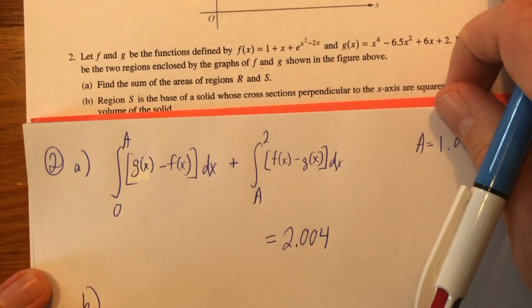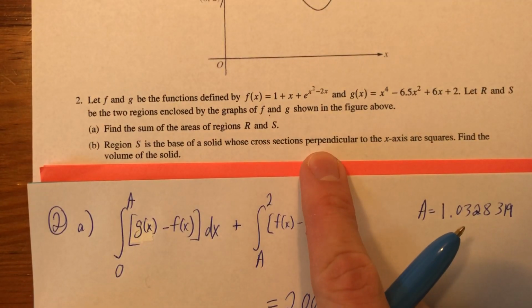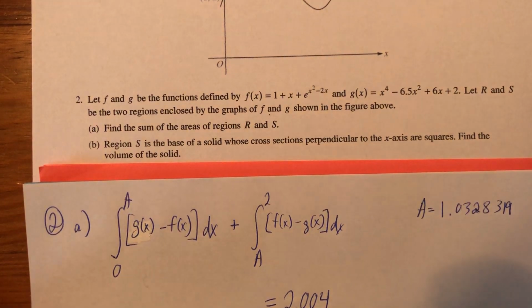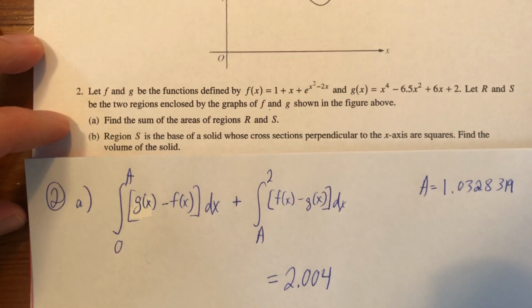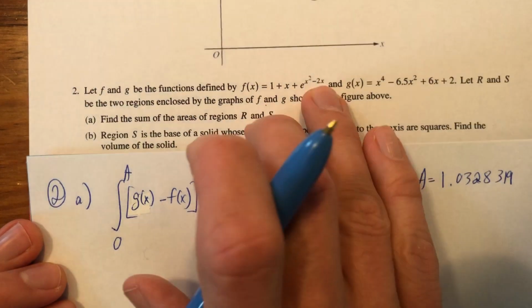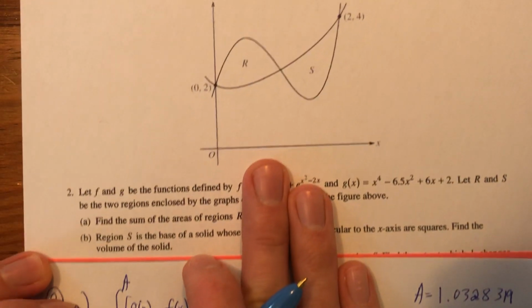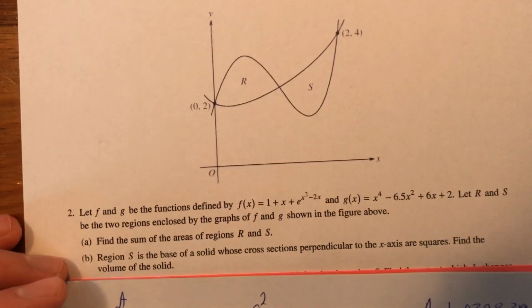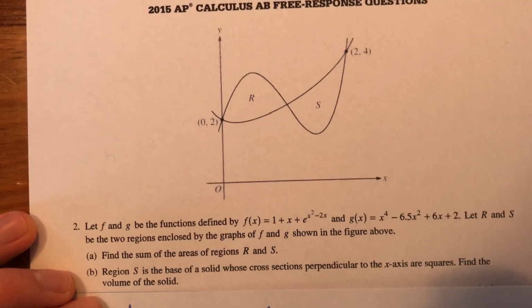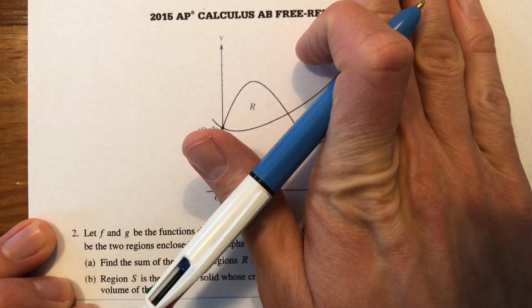The region S is the base of a solid whose cross-sections perpendicular to the x-axis are squares. Find the volume of the solid. Whoa, whoa, whoa, slow down there. So far, everything we've done is two-dimensional. It's not a line. It's on a flat plane. It fits on this piece of paper.